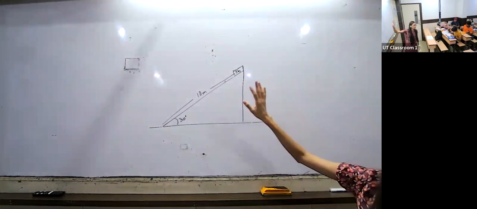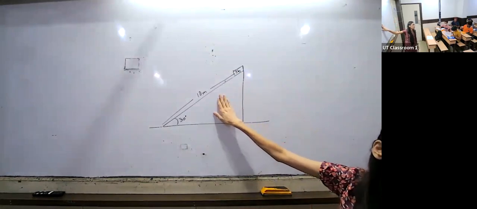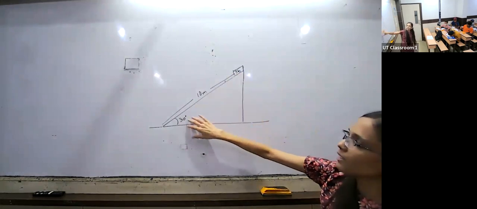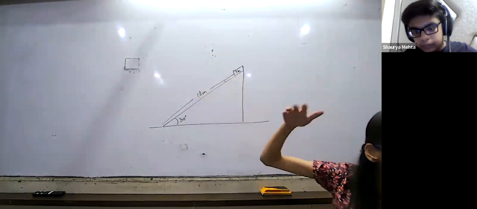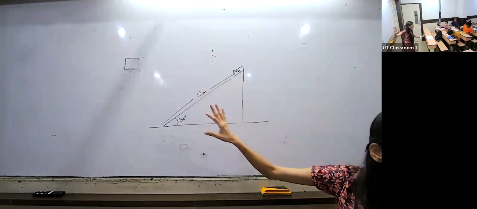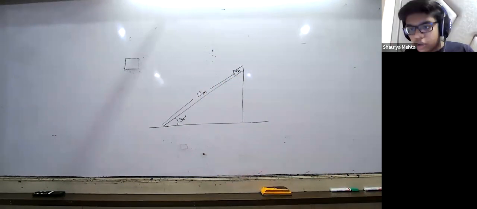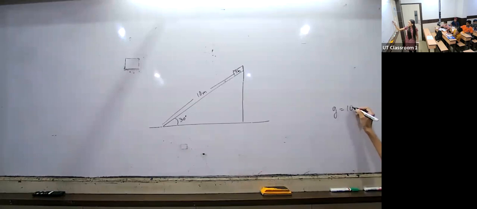A similar question was already done in the last class. I hope you remember. This question has my own numbers, but if not from your textbook, the concept is already done. Yes, you can take g as 10 meter per second square. I will not make it that difficult for you. Take g as 10 meter per second square.